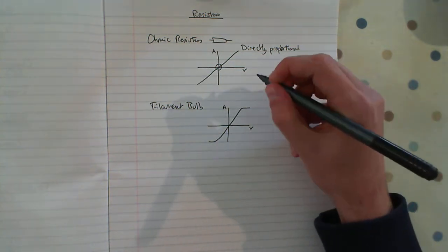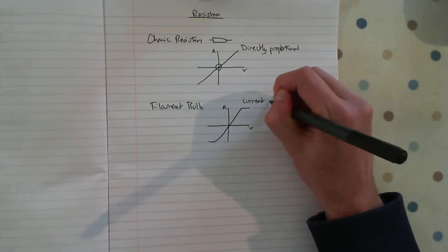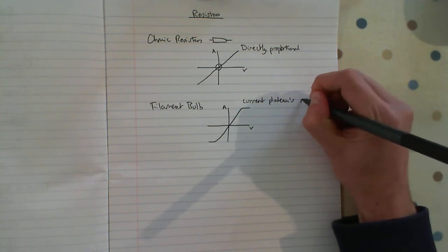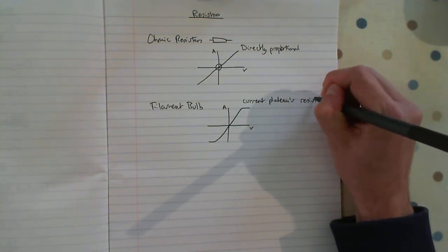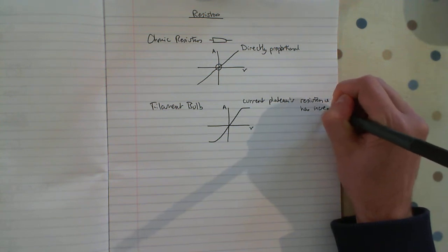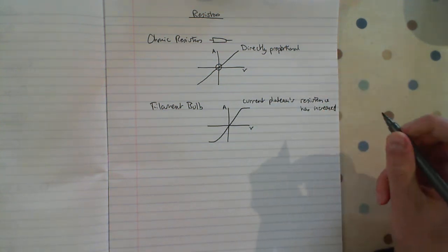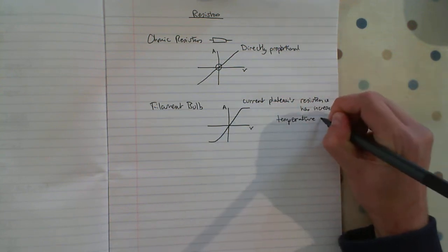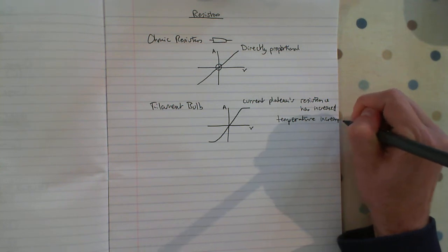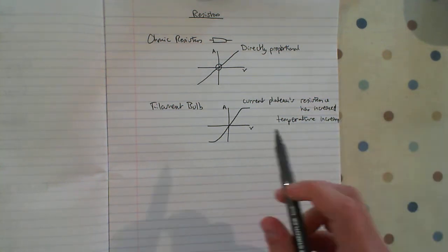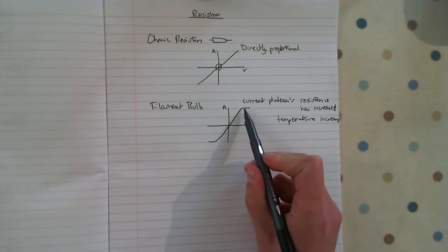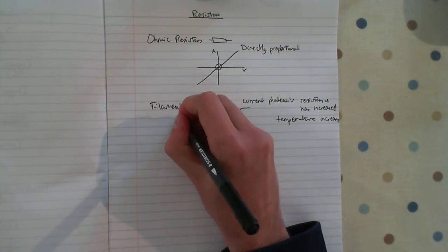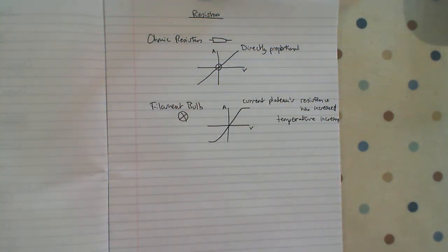It does not curl down, and the reason why that current plateaus is because the resistance has increased, and that's because the temperature has increased. So if temperature increases, resistance increases, so the current is going to find it harder and harder to flow, so the current plateaus. And that's for a filament bulb, which the circuit symbol is a circle with a cross in it.